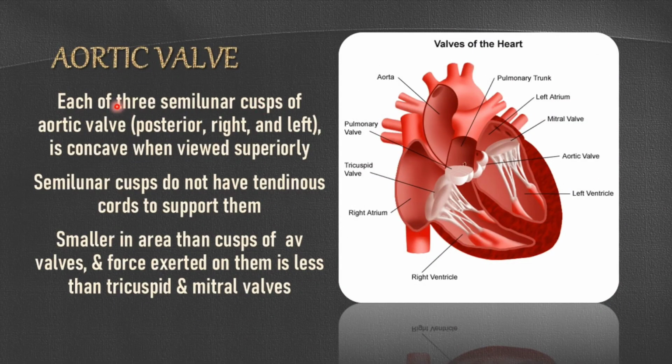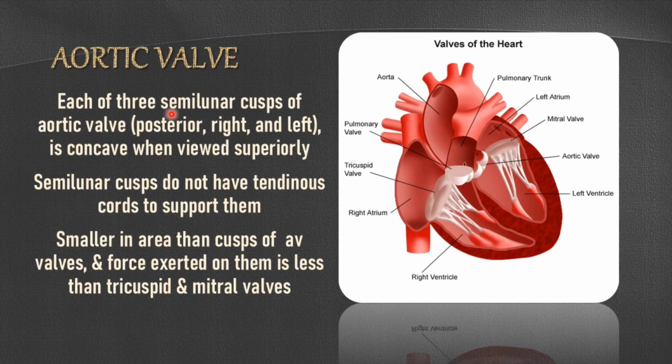Aortic valve, each of the three semilunar cusps of the aortic valve: posterior, right and left. As you can see, this is posterior, this is left, and this is right. There are three cusps, but you can see in these both there are no chordae tendineae or papillary muscles. On the right side there are three papillary muscles. On the left side there are two papillary muscles, anterior and posterior cusp, and this is the fibrous ring.